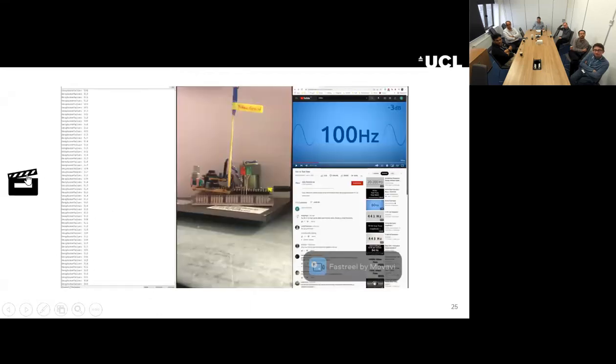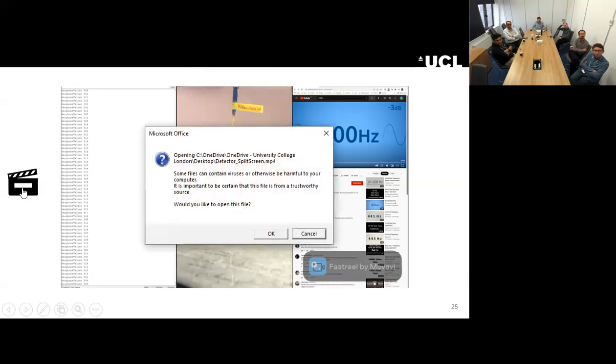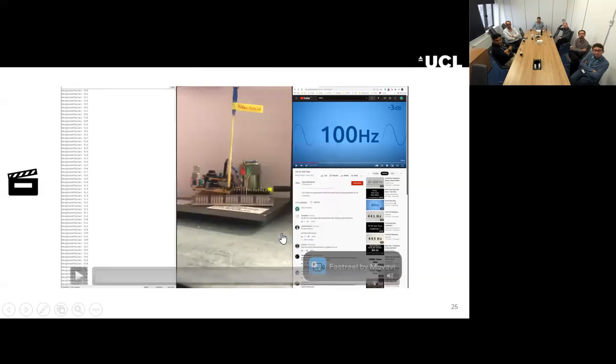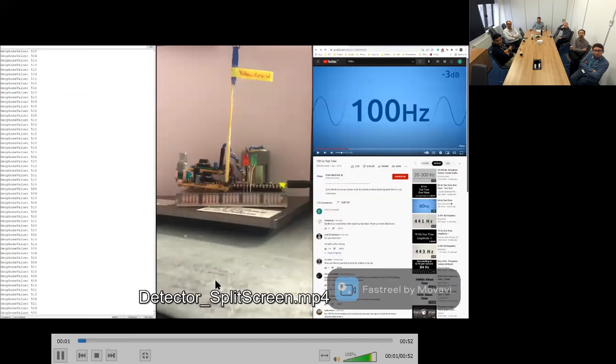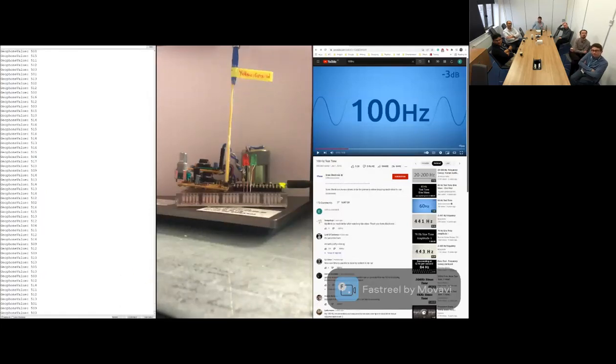Then I would like to show you how it works. If I can. There you go. Now here, I split the screen into three parts. Left-hand side, I know it's quite hard to read, sorry about that. There's no magnifier for the video.